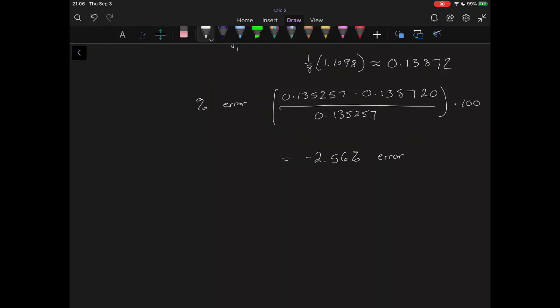So this negative isn't normally part of calculating our percent error. That just tells us that it's less than the original.